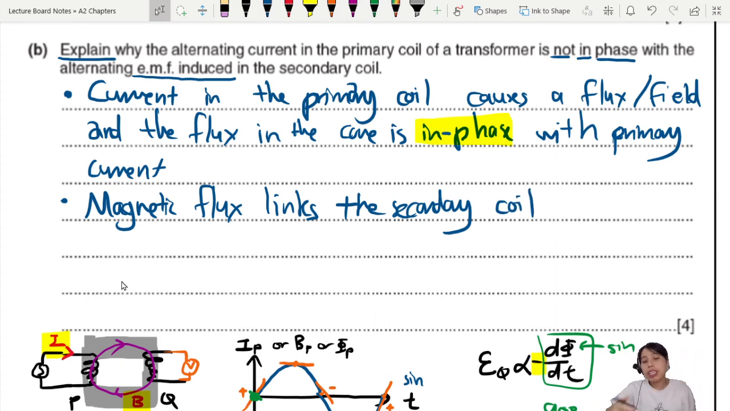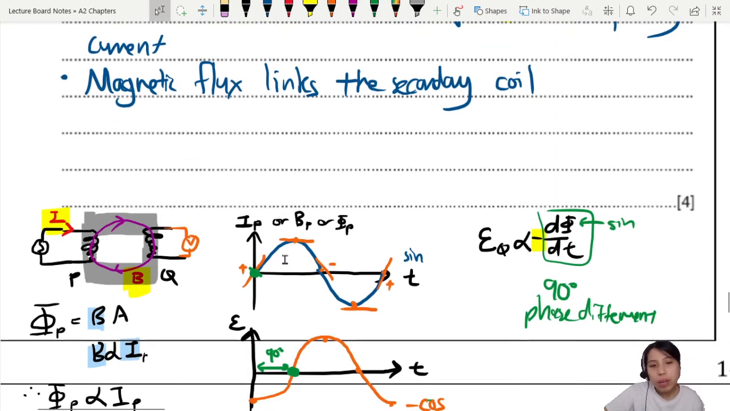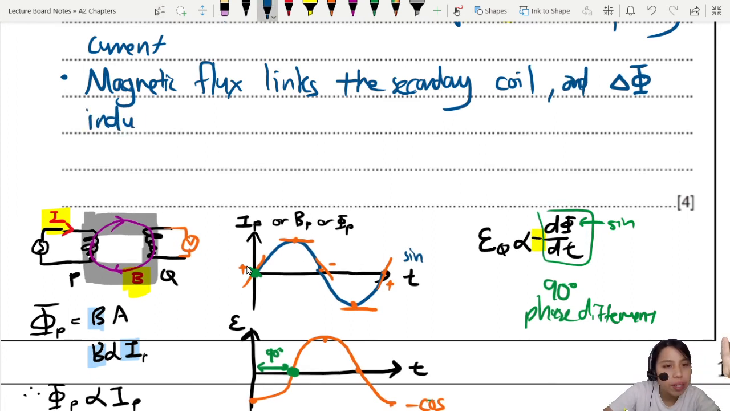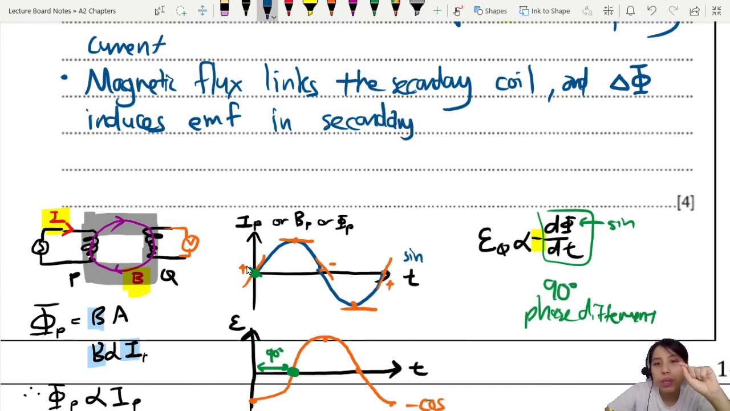Okay, and it's changing, right? Because if your current in the primary is alternating, means your flux is also changing back and forth, forward, backward, forward, backward. So up, down, up, down. So there's a change in flux. So we are going to mention that. And this change in flux, I'm going to shortcut and just write delta phi, induces EMF. We talk about Faraday's law. Induces an EMF where? In the secondary coil. Now it's very important. You bring the secondary coil into the picture.